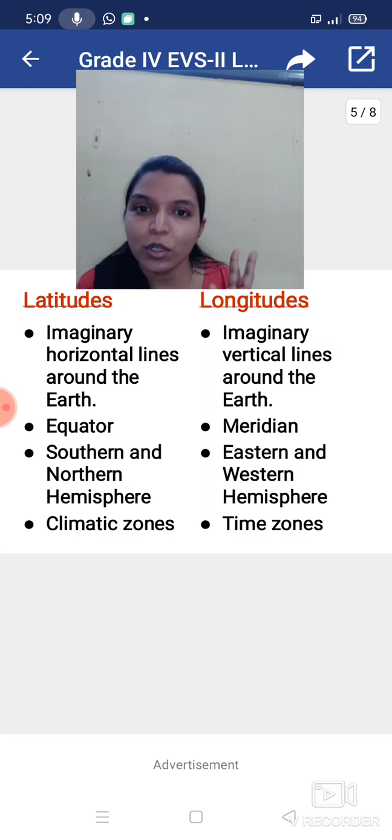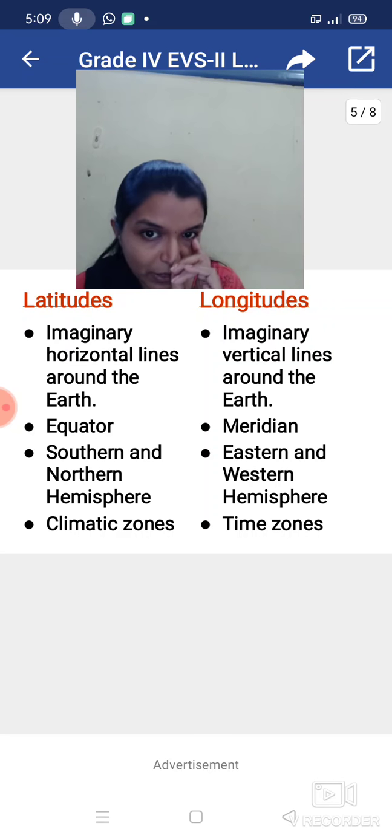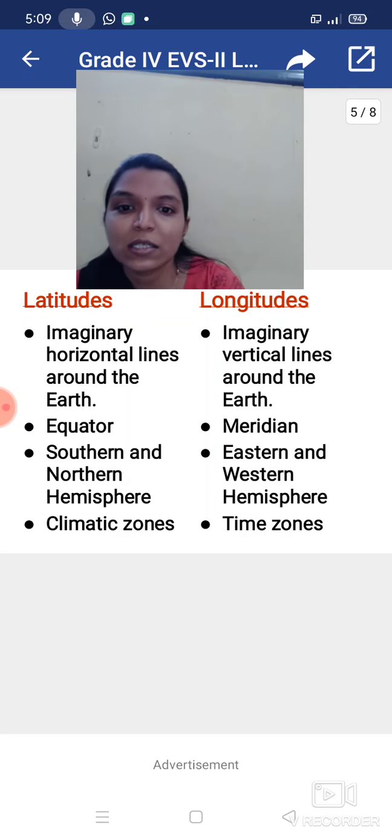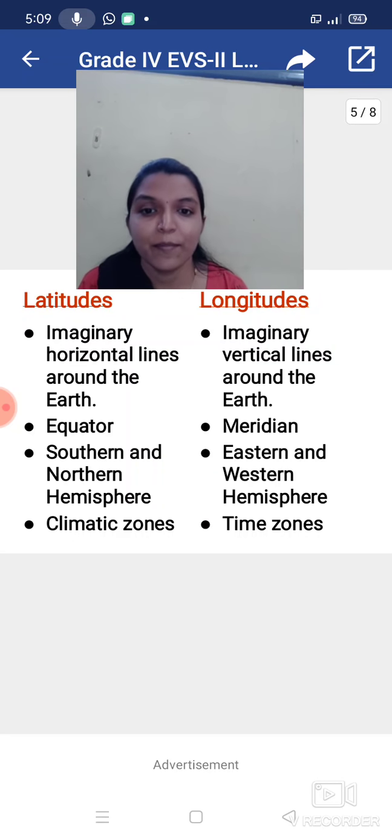All of you understood? We have studied these points: what is meant by latitudes, what is meant by longitude, the equator and its importance, then the meridian. Now we have already studied the Southern and Northern Hemisphere, and the Eastern and Western Hemisphere. Now the next point: climatic zones and time zones.